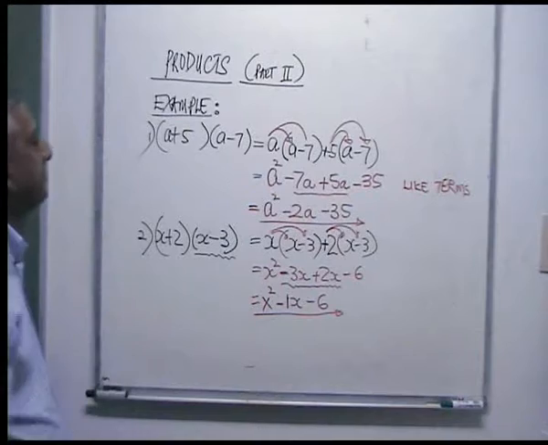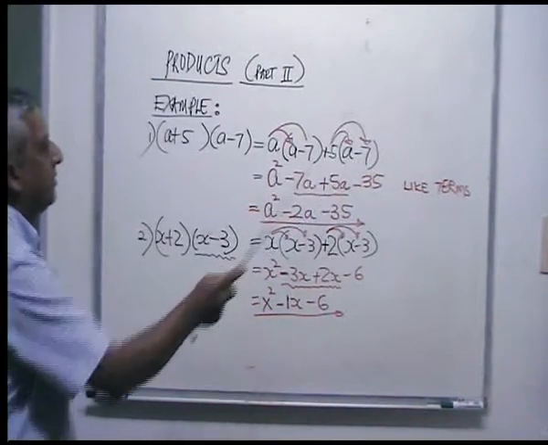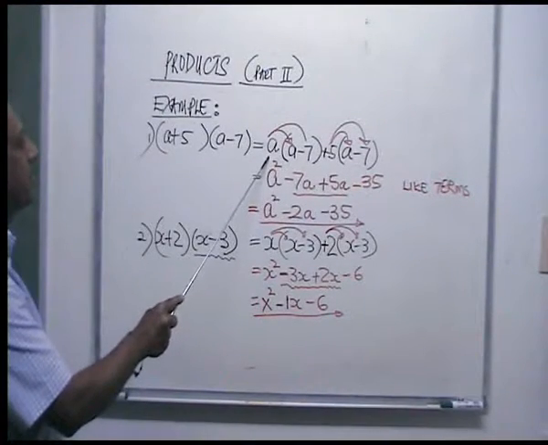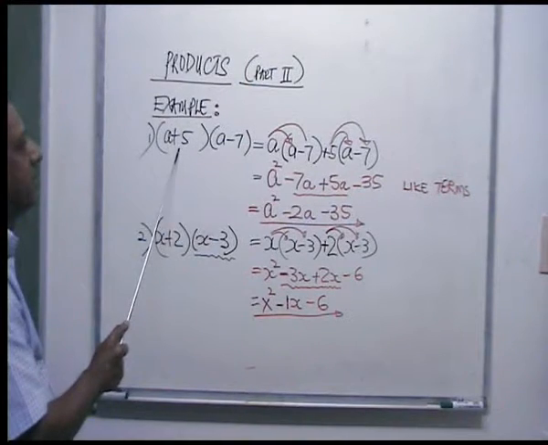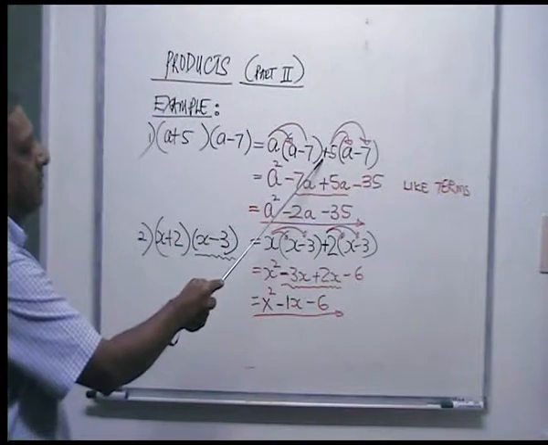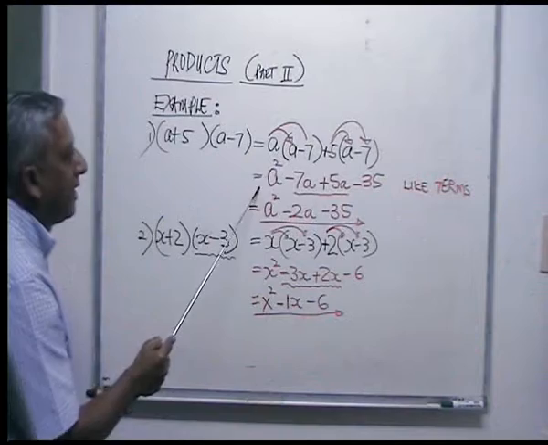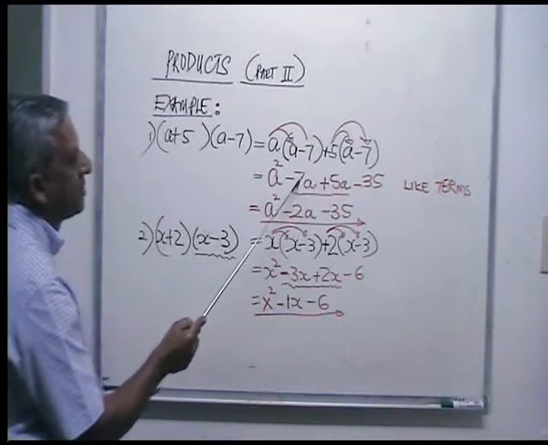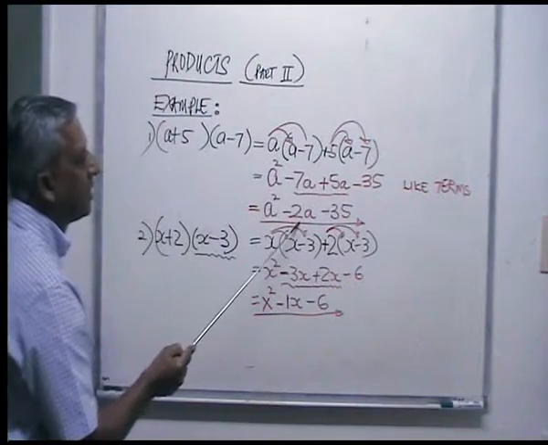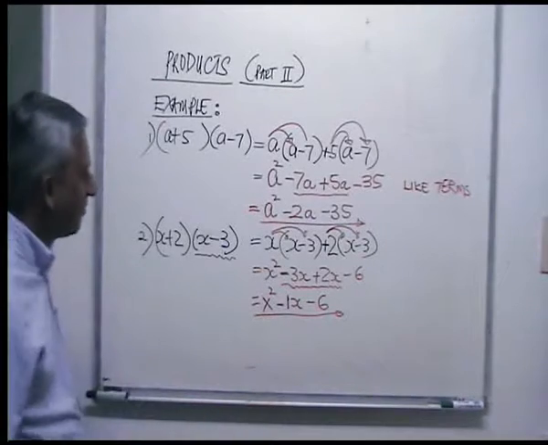If there are two brackets, take the second bracket, write it down twice. Take the first term, write it in front of the first bracket. Take the second term, write it in front of the second bracket with the sign. And then multiply, and you come up with that. And then when you look in the middle, you've got like terms. You must add your like terms. Minus 7a plus 5a gives me minus 2a. Bring down the a squared, bring down the minus 35.